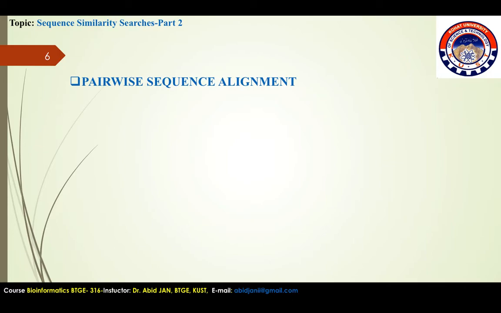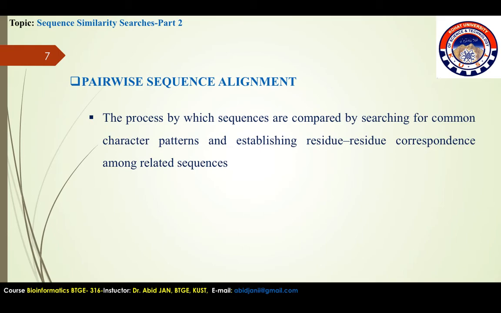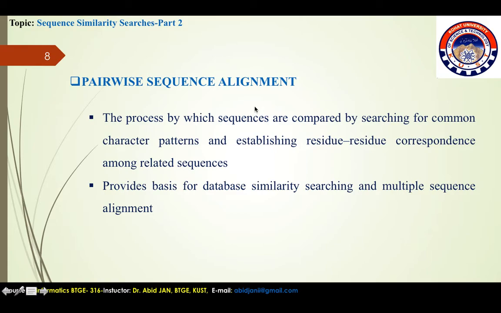The most fundamental process in this type of comparison is sequence alignment. This is a process by which sequences are compared by searching for common character patterns and establishing residue to residue correspondence among related sequences. Pairwise sequence alignment is the process of aligning two sequences and is the basis of database similarity searching and multiple sequence alignment.